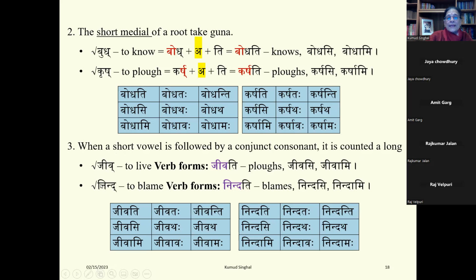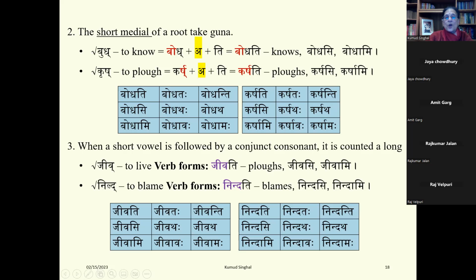Here, E is a short one, right? But it is followed by a conjunct consonant, na and a da. So then it is considered as long. So if a medial vowel is followed by a conjunct consonant, then it is considered as long. So when a short vowel is followed by a conjunct, it is counted as long.